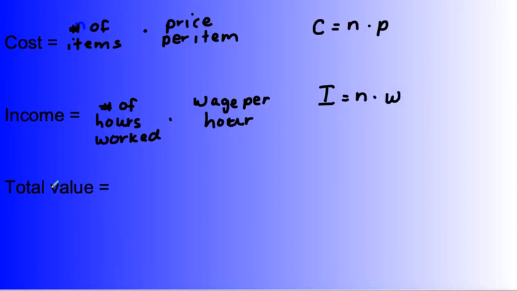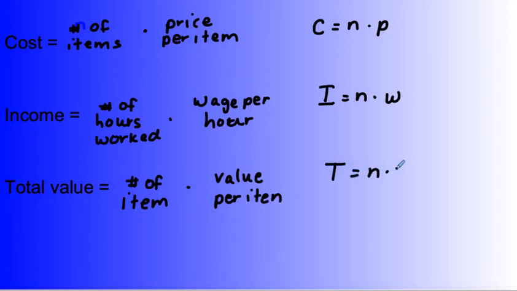All right, and the last one, all of these are pretty similar, is total value of something. So if I take the number of items I have and multiply it times the value per item, similar to cost, it's going to give me the total value. So like T equals N times V.